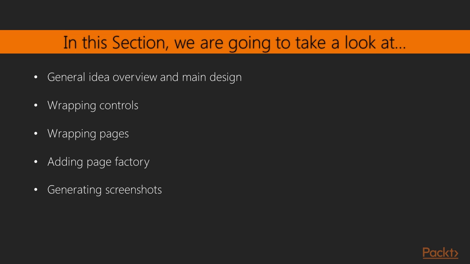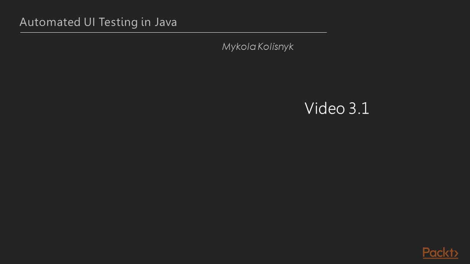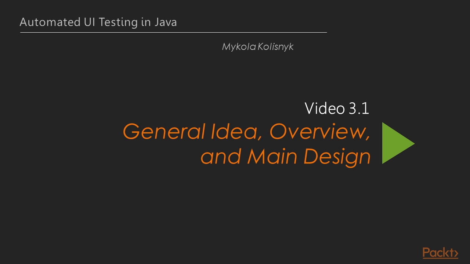Then, we'll wrap control objects and form an initial hierarchy. After that, we'll do the same for pages. Next step will be about optimizing and unification of page initialization. Thus, we'll create a page factory. And, in the end, as a small bonus, we'll add functionality generating screenshots. So, let's go for it.